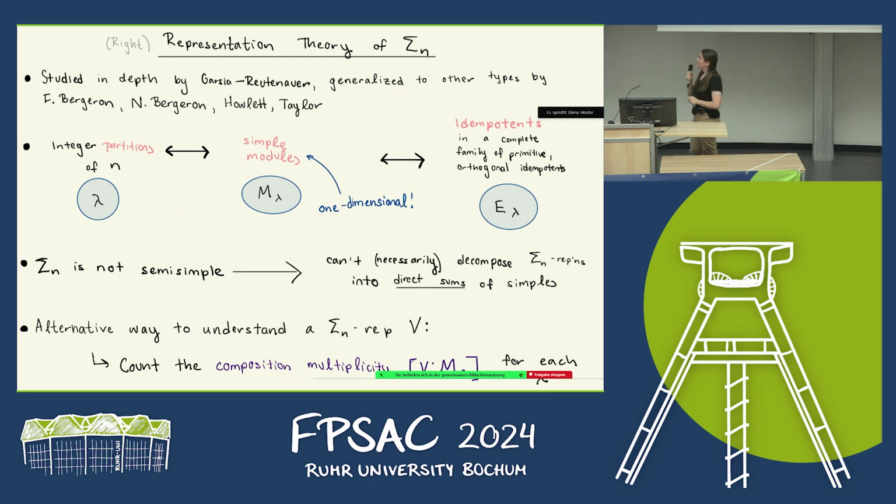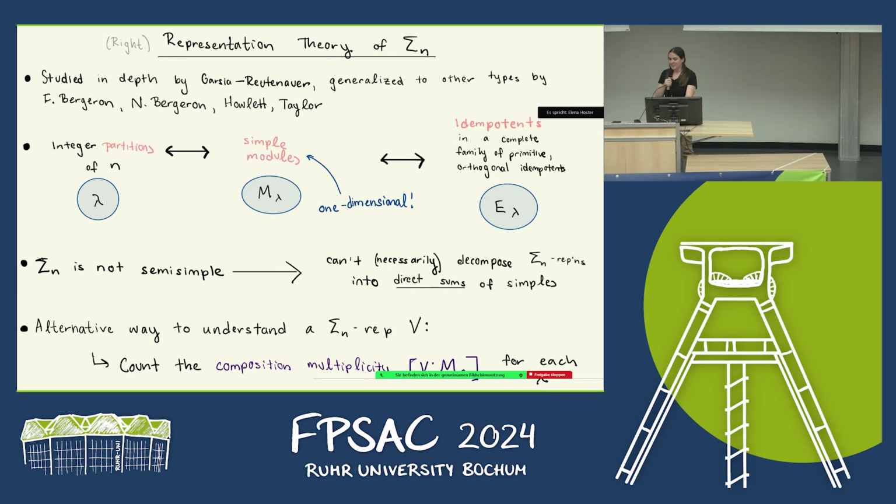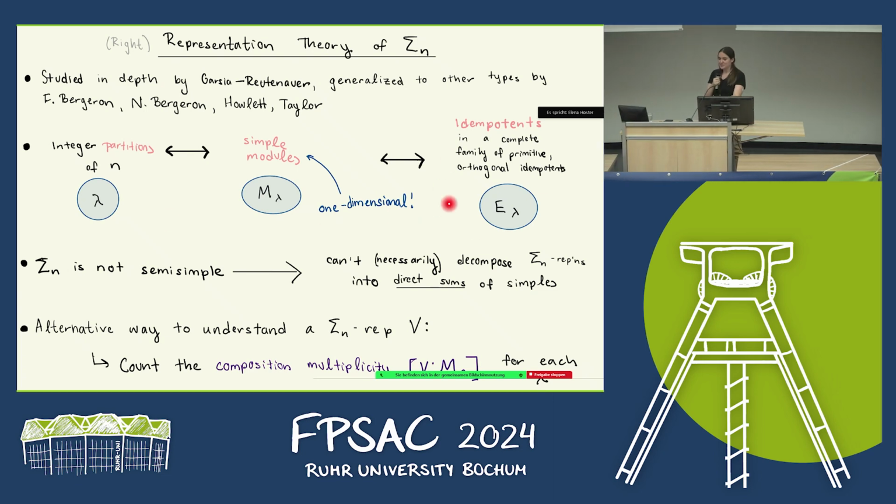It was studied in depth, first by Garcia and Reutenauer, and then quickly generalized to other types by Bergeron, Howlett, and Taylor. And its simple modules are all one-dimensional, and they biject with our favorite combinatorial objects, the integer partitions of n. And this also means that the idempotents in a complete family of primitive orthogonal idempotents will also biject with partitions of n.